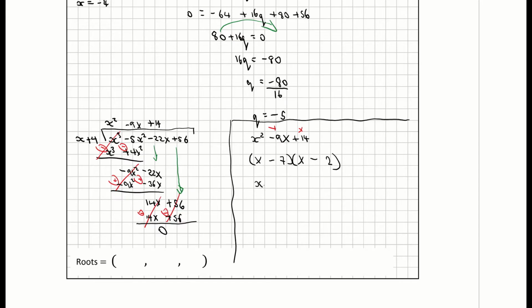Let's get our roots. So we have x minus 7 is equal to 0, and we have x minus 2 is equal to 0. So therefore, my roots are x is equal to 7 and x is equal to 2. So filling in my answer down here, my roots are going to be, well, my first one was minus 4 that we got at the start of the question, and my other two here now are 7 and 2. And that's the solution to question 2.